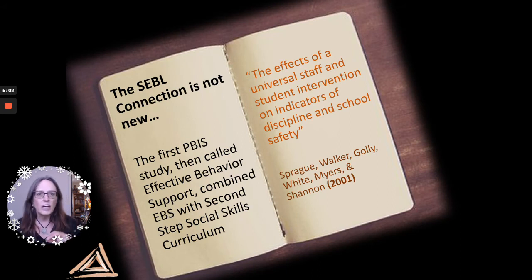The social emotional behavioral learning connection is not new. The first PBIS study, which was then called Effective Behavior Support or EBS, combined EBS with Second Step social skills curriculum. The study is called The Effects of a Universal Staff and Student Intervention on Indicators of Discipline and School Safety, and it was published in 2001.